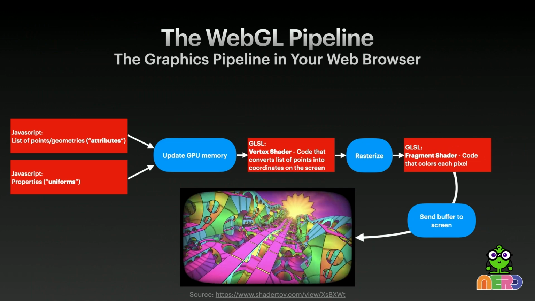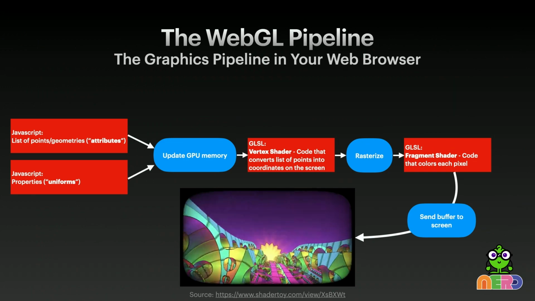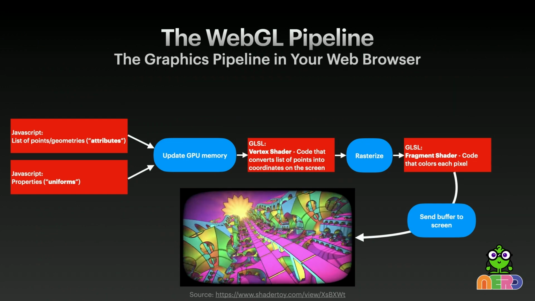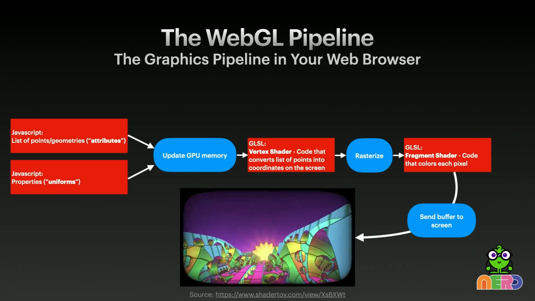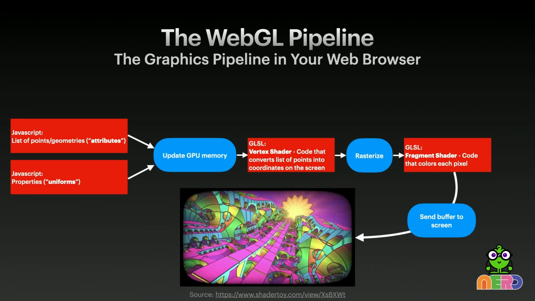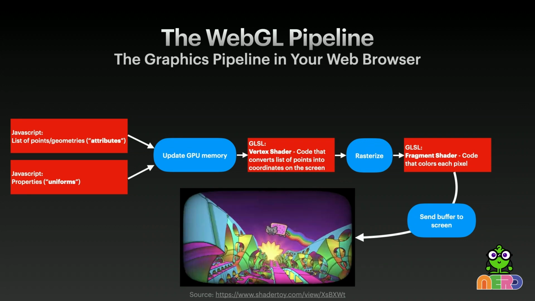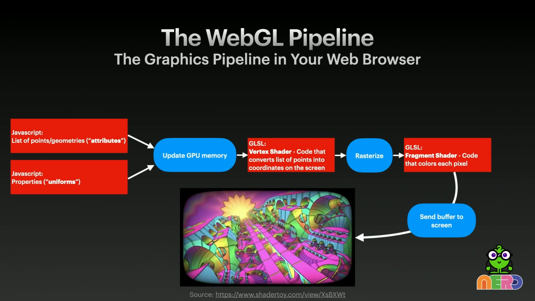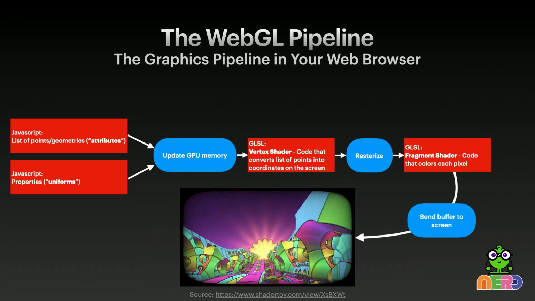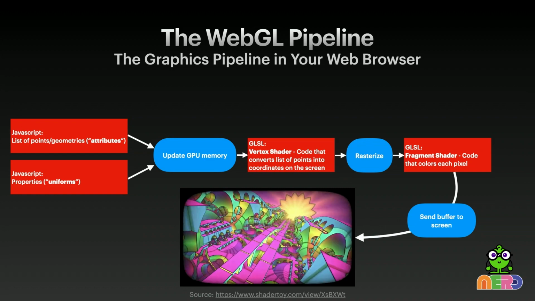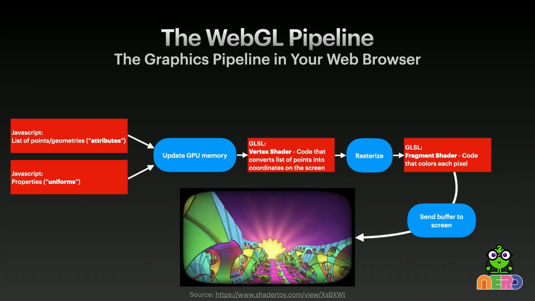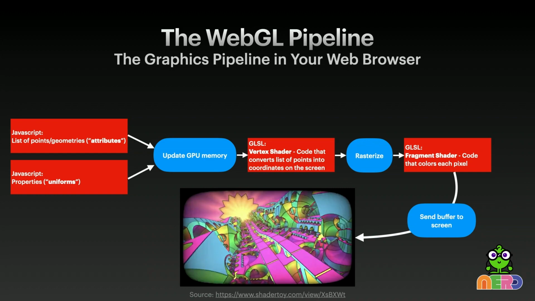How does it work? As I said, you start with this list of points or attributes. You might have some other information too, but it's a big, giant list of all your data, all your vertices really. And then you have some uniforms, which might be, like I said, time or some other variable.